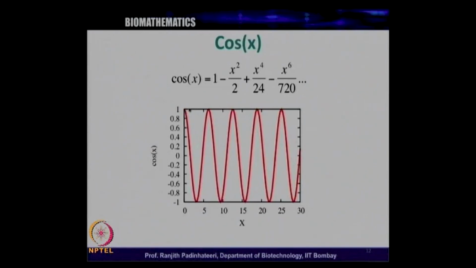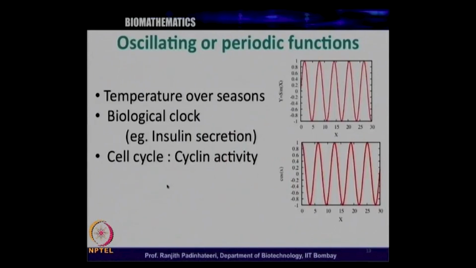Both cos of x and sin of x oscillate between plus 1 and minus 1. So you can see that these are oscillating functions, periodic functions. As we said, you can think of many periodic phenomena, oscillating phenomena in day-to-day life or in biology, and one could write any such phenomena as a combination of sin x and cos x.